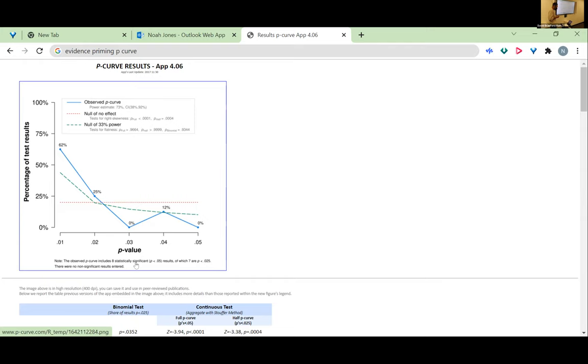So there's something called the Z curve. It basically converts the p-values to a normal distribution, and then you're also looking at statistically insignificant results. I didn't explain this that well, but there is some great work on the website that talks about this other method.